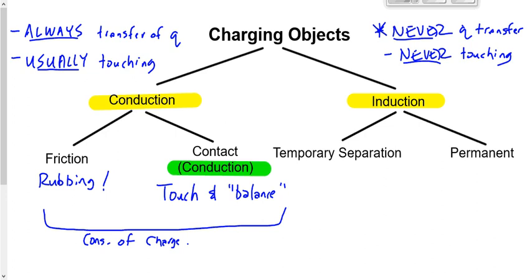We have two subcategories of charging by induction. One is called the temporary separation of charge, and the other is a permanent charge. I'm going to draw some pictures to explain to you what each of these things means.